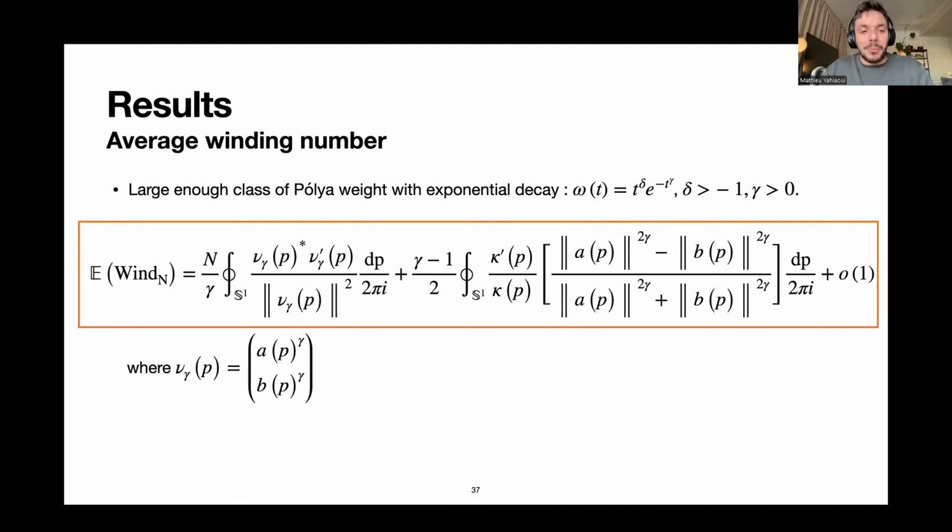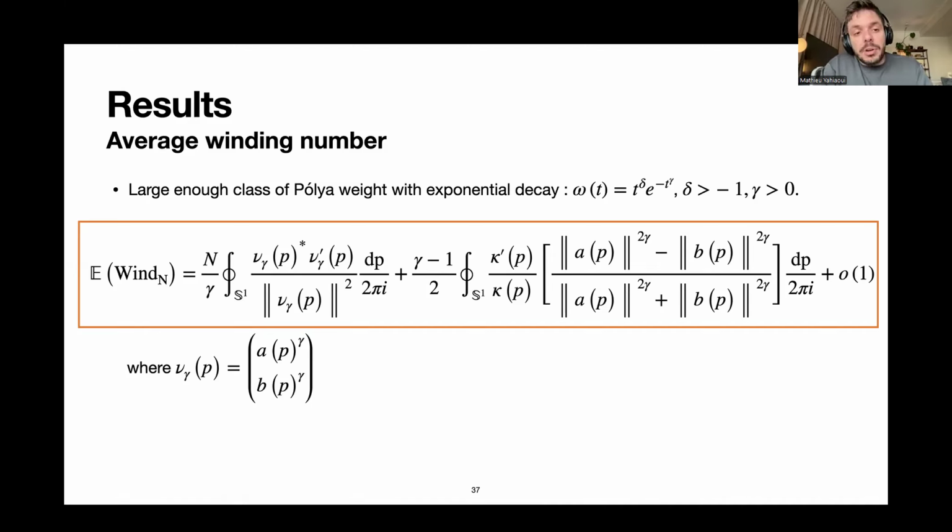Okay, so that average winding number has a fairly simple asymptotic expansion, as you can see. I'm just showing you a result in a simpler case for a specific choice of polar weight omega, albeit there's a more general treatment coming up next, which generalizes the Gaussian weight, right? For example, when setting delta equal to 0 and gamma equal to 1, we recover the standard Gaussian case.